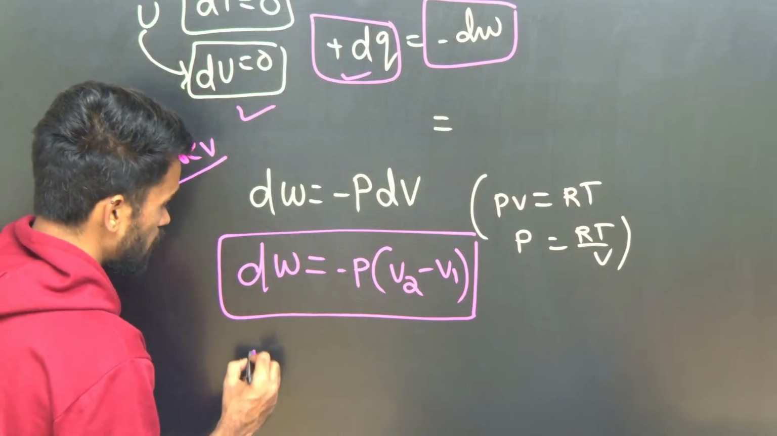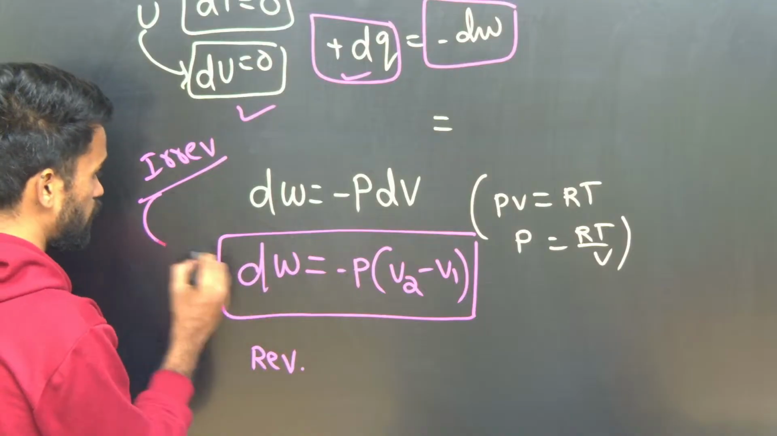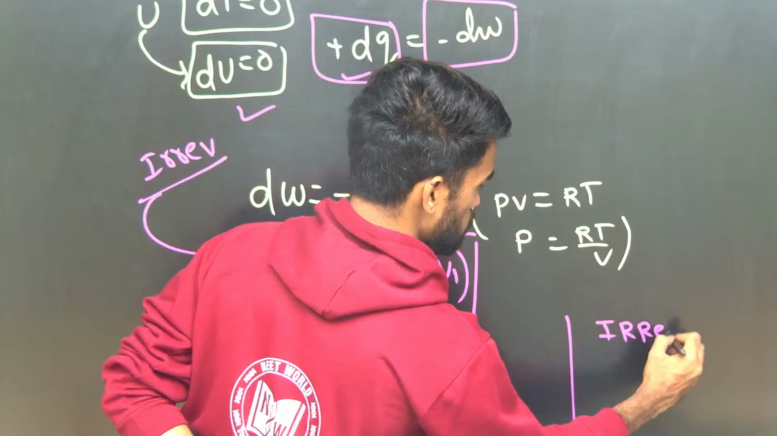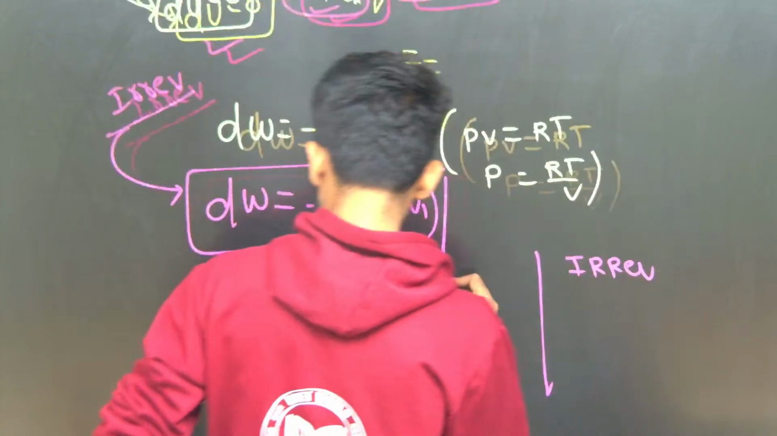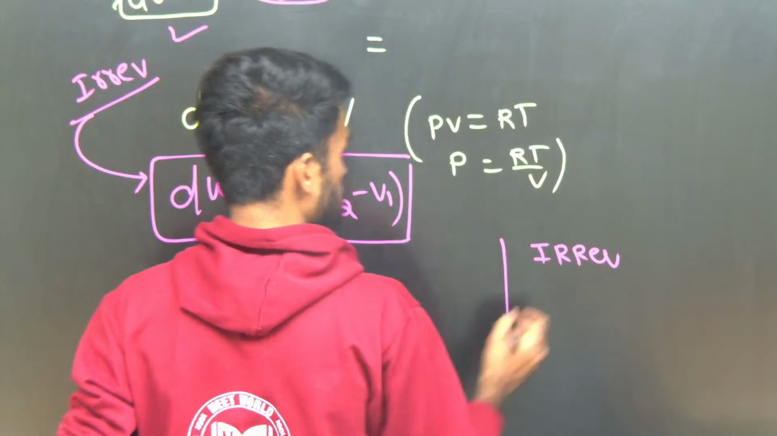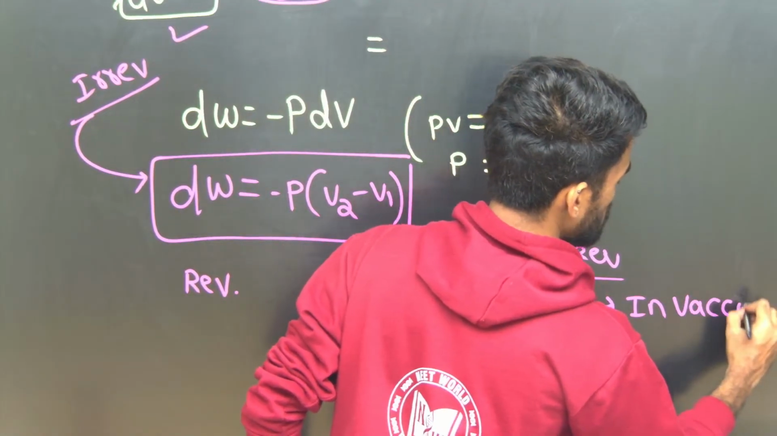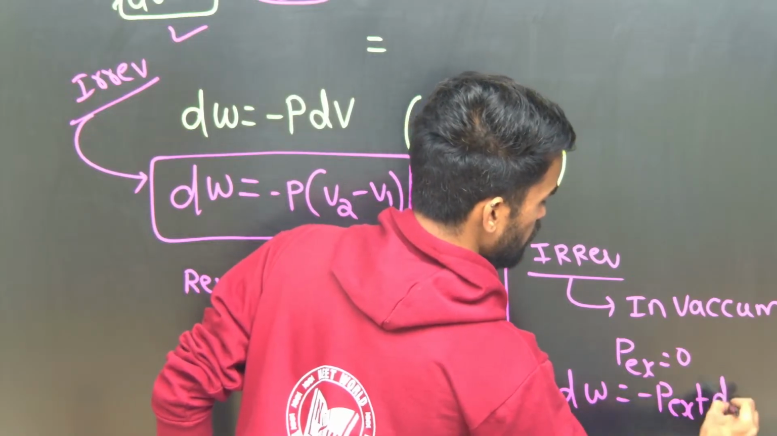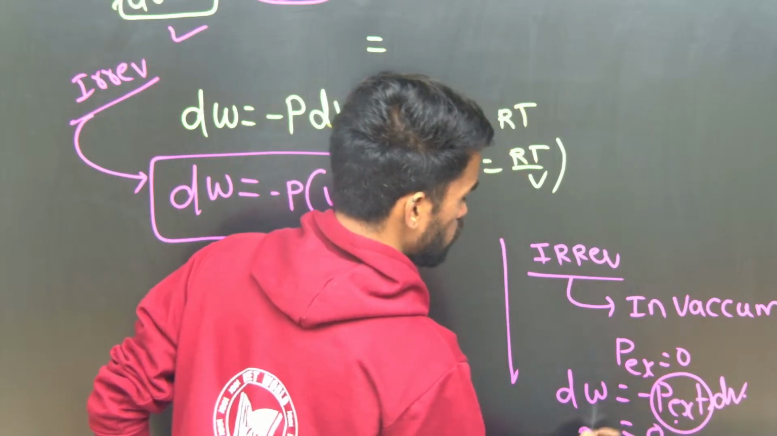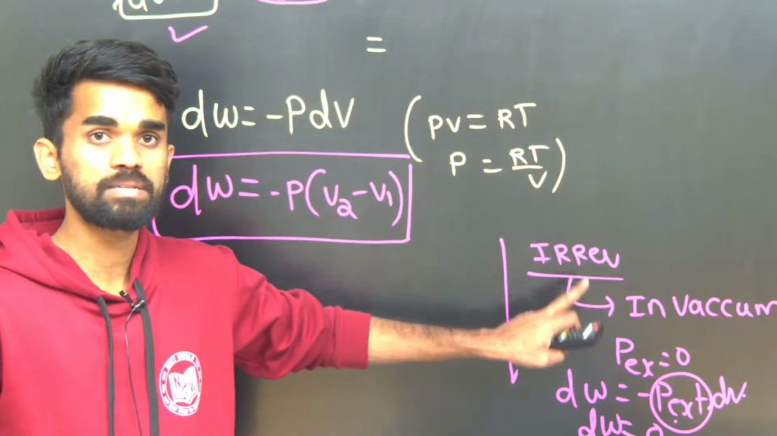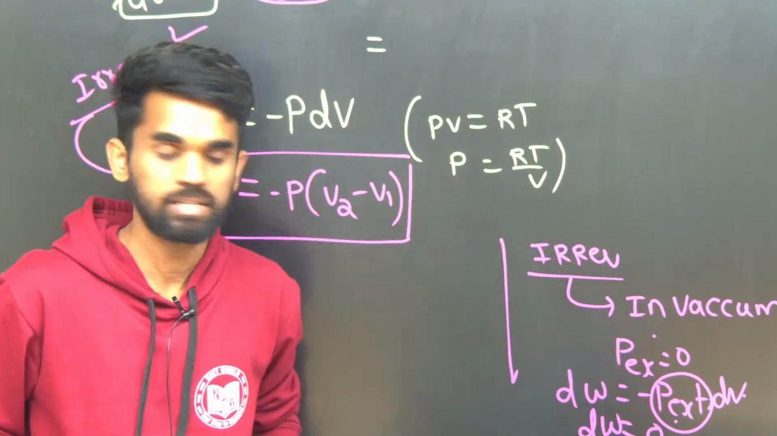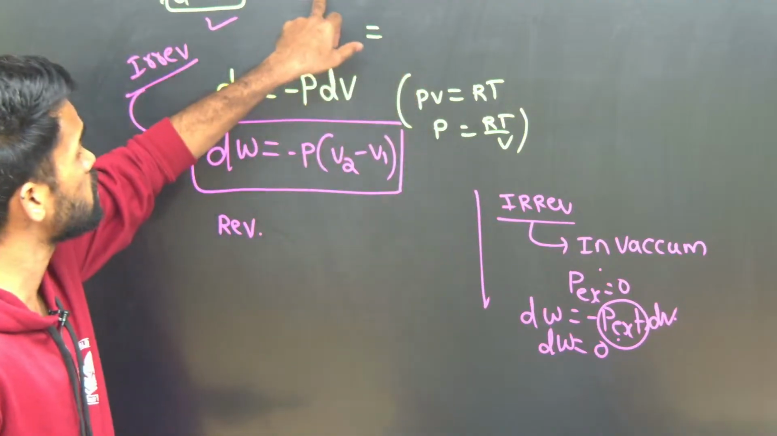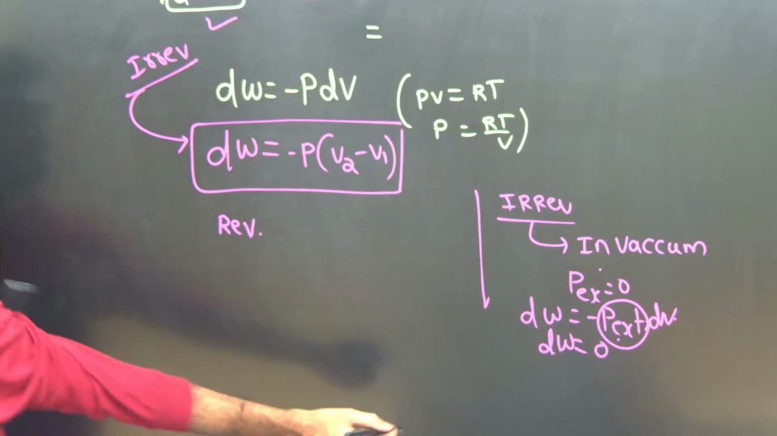Next, this is for an irreversible process, and there are two more things: reversible or irreversible expansion or compression. Irreversible expansion is in vacuum, which means external pressure P external will be 0. So dW equals minus P external dV, and if this term is 0, then 0 into anything is 0. So the total work done will be 0 for isothermal irreversible free expansion into vacuum. If work done is 0, then heat absorbed or released is also 0, because they have the same magnitude but opposite signs. That is it. So for the irreversible process, this is important.